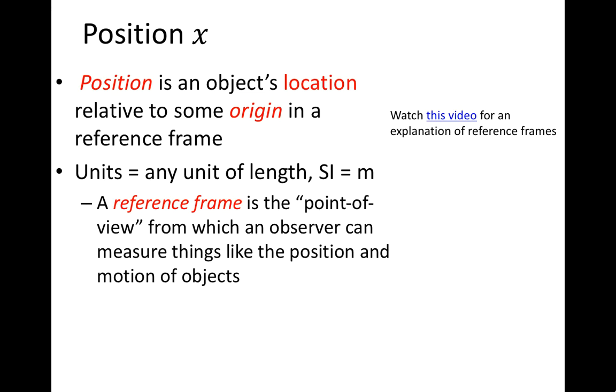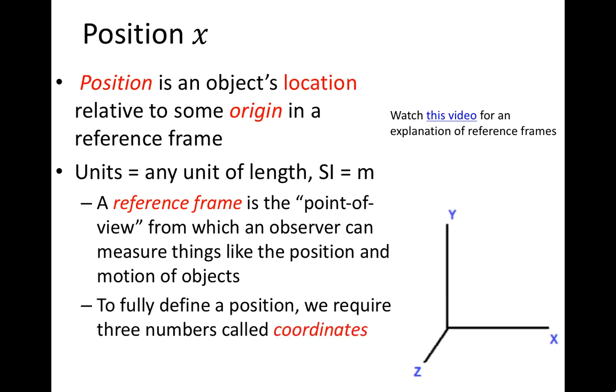A reference frame is the point of view of an observer that can be used to make measurements. You can think of a reference frame as an origin that's attached to a system of three axes, usually represented with the letters X, Y, and Z. And for the next few units, we're going to restrict our discussion to motion along just a single axis. We refer to the number of axes that an object can move in as a dimension. So we're going to be discussing one-dimensional motion.